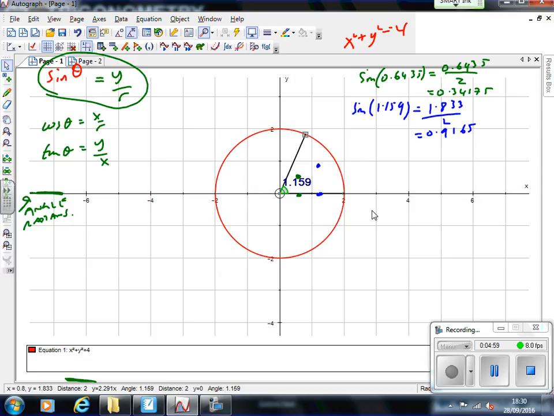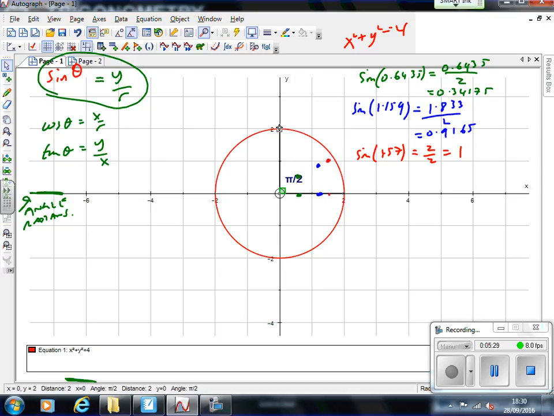Let's keep going. So I'm going to move around the circle a little bit more. So let's go for pi by 2. Pi by 2, my calculator says, is 1.57. So sine of 1.57 equals my y-coordinate, which is 2 over 2, which is 1. So at 1.57, what's that about there? This is 1. Cool. Let's keep moving round.